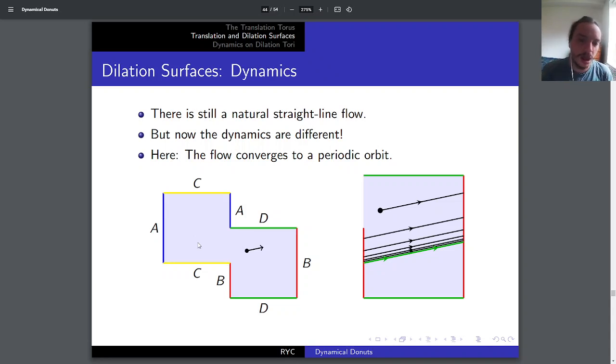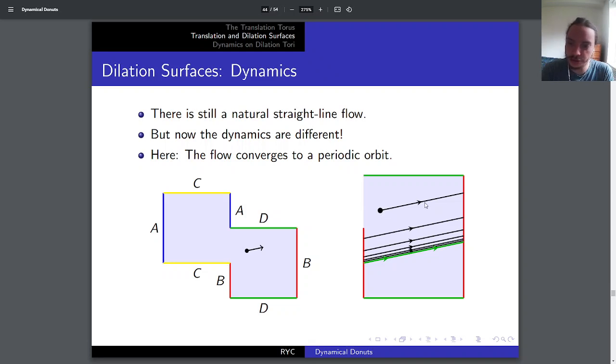Okay. And what happens when we start moving around? There's still a natural straight line flow. That's because we still don't have any curvature, so it still makes sense to move on a straight line on our surface. But the dynamics are very, very different now that we've added the dilations. So, for example, let's take a look at this flow. You start at this point, and you start moving in a direction, and what are you going to find?